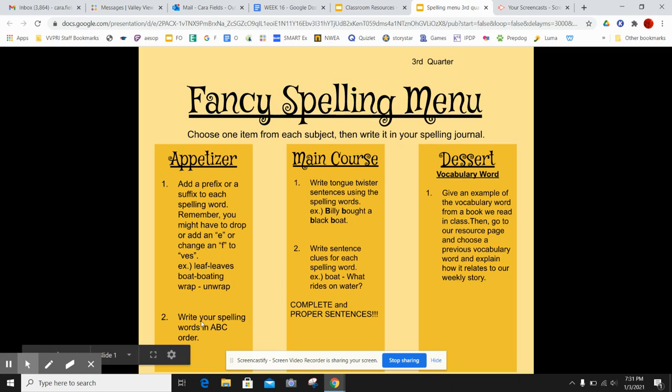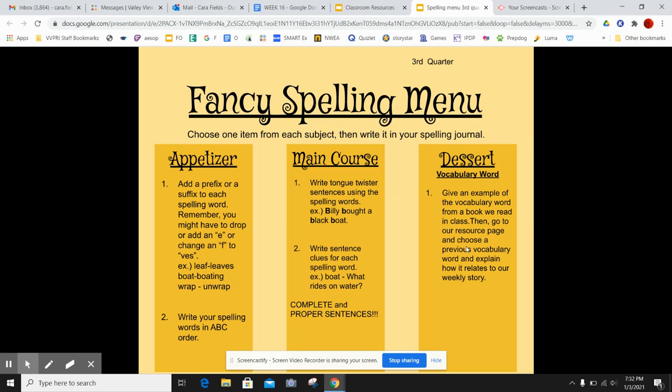Or you can choose number 2 and write your spelling words in ABC order. I'm keeping that one on there. Then main course, again, one we've had before, you can write a tongue twister sentence. Or number 2, write sentence clues for each spelling word. I know I've had this on here before, but it wasn't in complete sentences all the time. So make sure that if you choose either one of these, they need to be in a complete and proper sentence. And then dessert is for your vocabulary word.